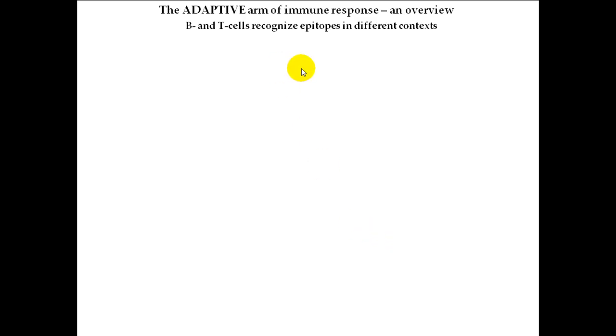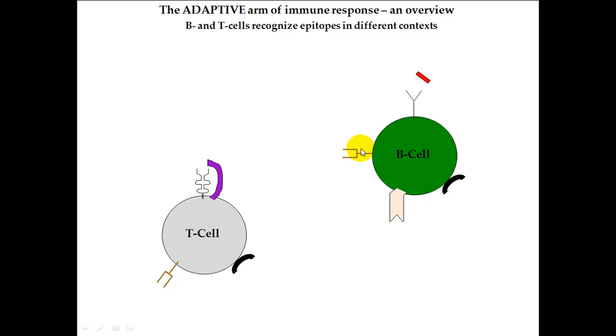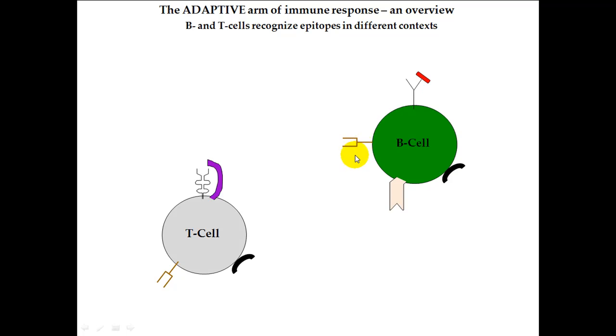All right, so again, B cells and T cells recognize epitopes in different contexts. Here's what that means. If you consider the way that a B cell recognizes an epitope, here's basically how it does so. If there's, for some reason, a foreign molecule or an epitope that's free-floating in the body, so for example in the blood or maybe in the lymphatic system, it turns out that B cells are able to directly bind to that epitope and then likely get activated as a result of it.